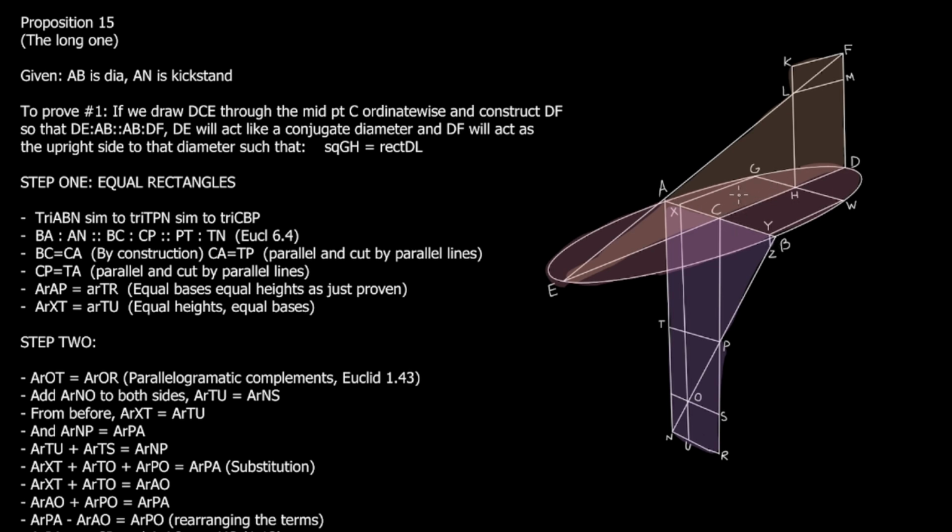What we're trying to do is see if DE can be a conjugate diameter. If you remember from the definitions, a conjugate diameter is one where GH is parallel to AC, and these lines are ordinate-wise to this diameter, and at the same time, GX is parallel to DE, and these lines are drawn ordinate-wise to AB. So they have that sort of reciprocal relationship. We don't know yet that DE is a conjugate diameter, but we're going to try to prove it, and we're going to do two things to do that.